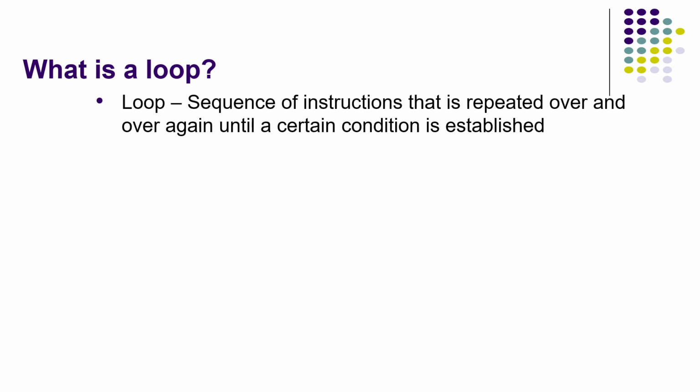So, in technical terms, we see that the loop is a sequence of instructions that is repeated over and over again until a certain condition is established. Exactly what we talked about, right?